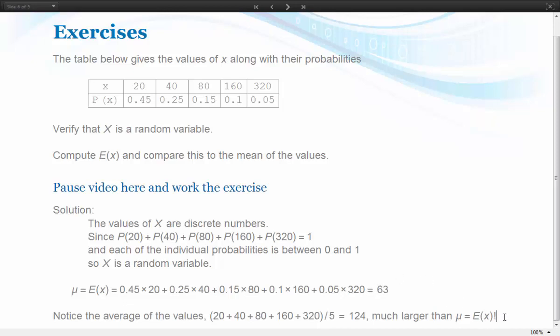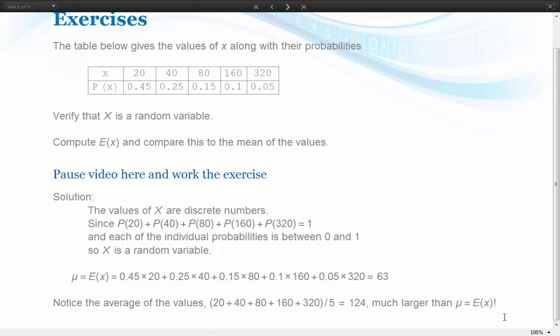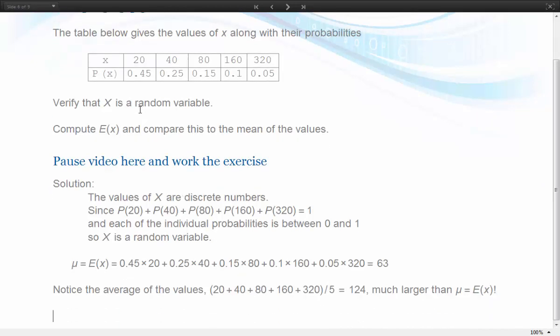And notice that's quite a bit larger than simply averaging the numbers. If I take 20 plus 40 plus 80 plus 160 plus 320 and divide by the count 5, I get 124, much larger than 63. That's because the values don't occur with equal probability. Notice I have a higher probability of getting the smaller values, and that's what makes the expected value smaller than the simple average of the numbers.